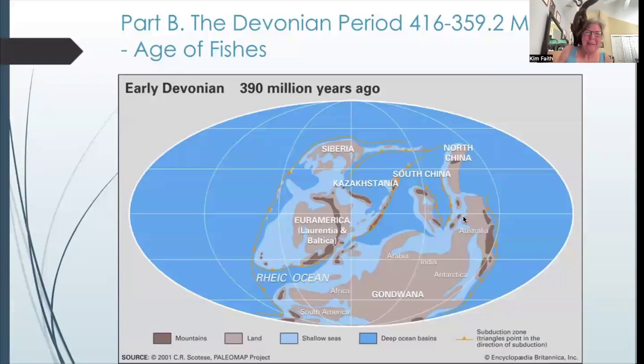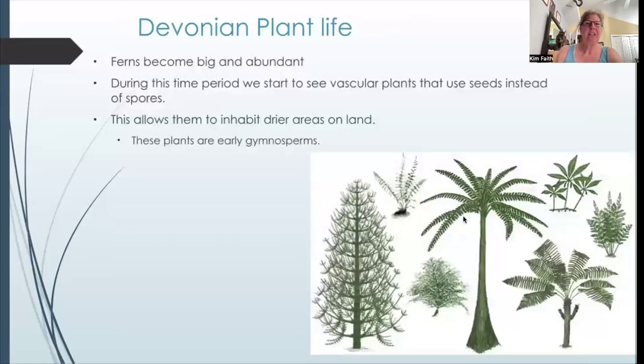All right, so the Devonian period, 416 million years ago, is referred to as the age of fish because many of the dominant species of the time on our planet were fish. And we can see again the movement of the continents. During the Devonian period, we have ferns. Ferns got really big. Again, those plants are getting bigger and bigger.